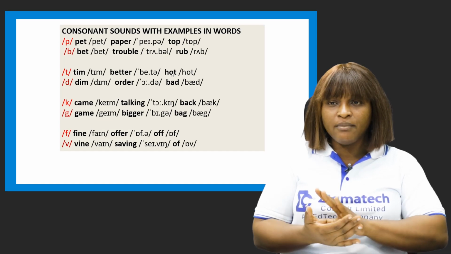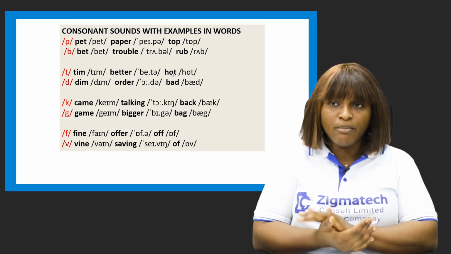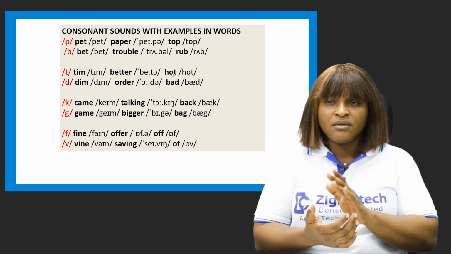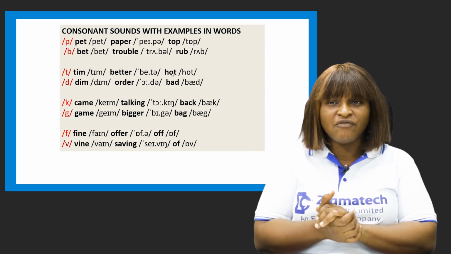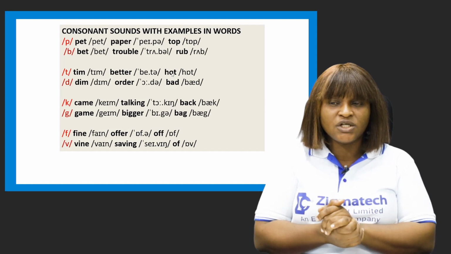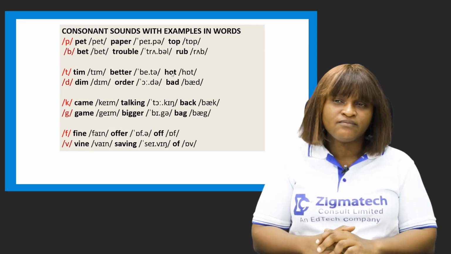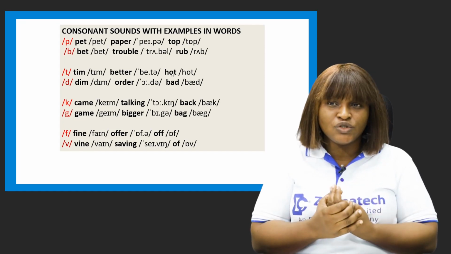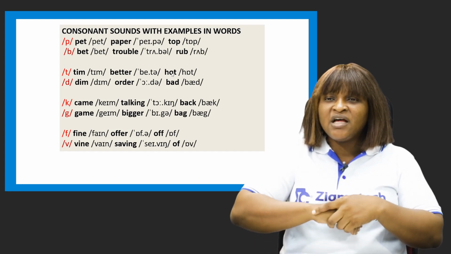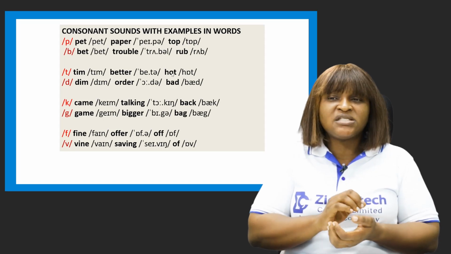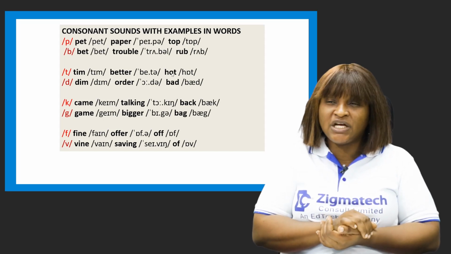Now we go to the sound /b/. That is bet, trouble, and rub. Now you see we also have this sound at the initial stage of a word, at the middle stage of a word, and at the final stage of a word. If you can go back to one of our videos on silent letters, you will agree with me that we treated the letter B appearing in certain words but not pronounced.